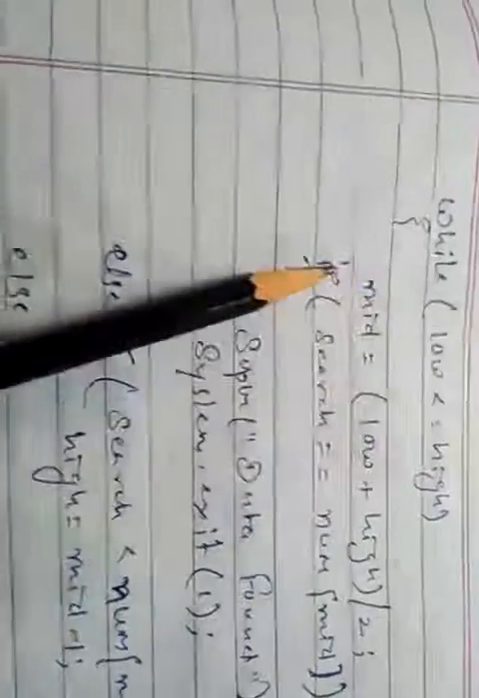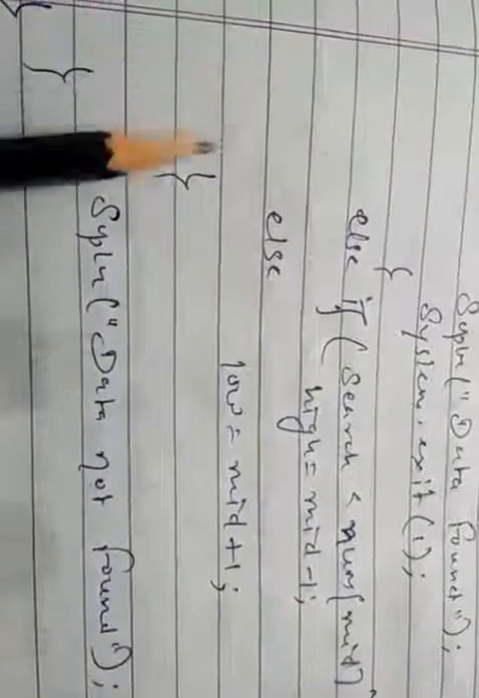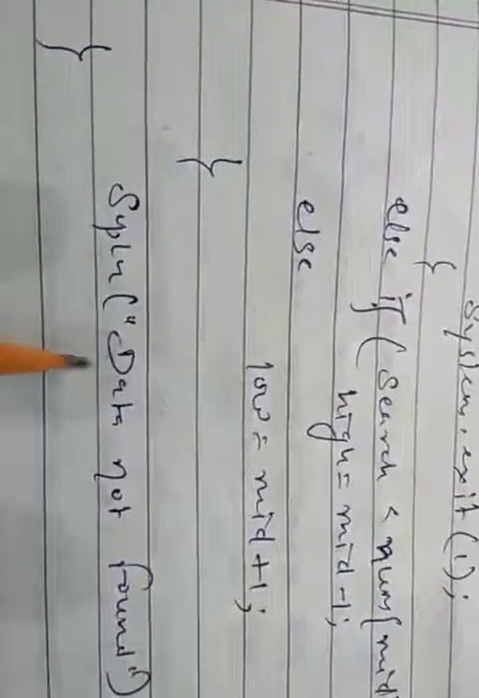So this will be repeated till the number is found or the value of low is greater than high. So this will exit from the loop if the value of low is greater than high. Then the message will be printed, data not found.